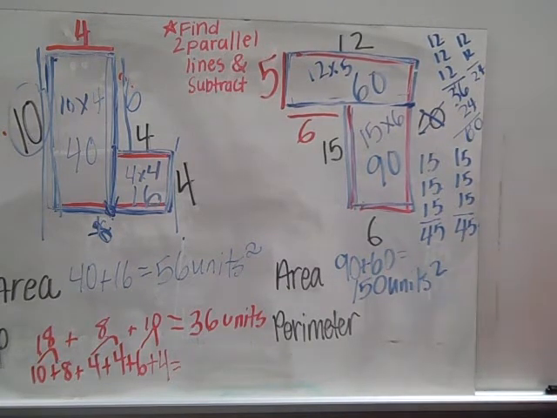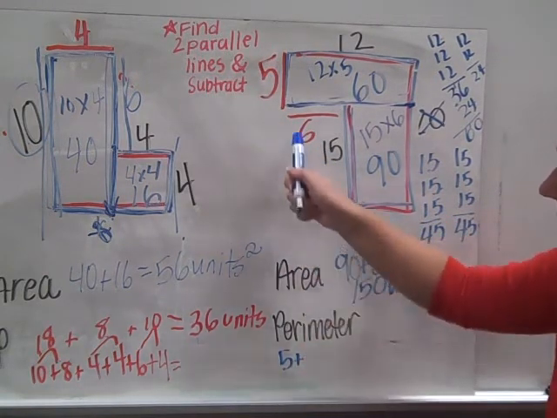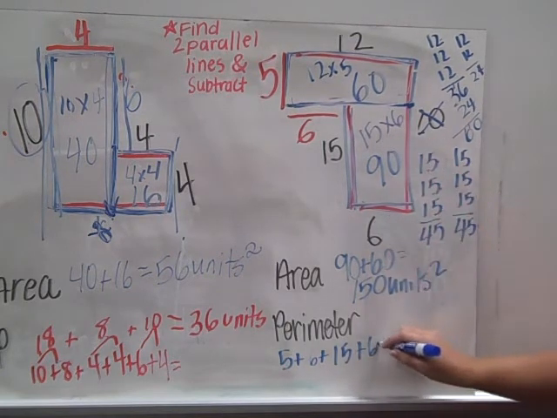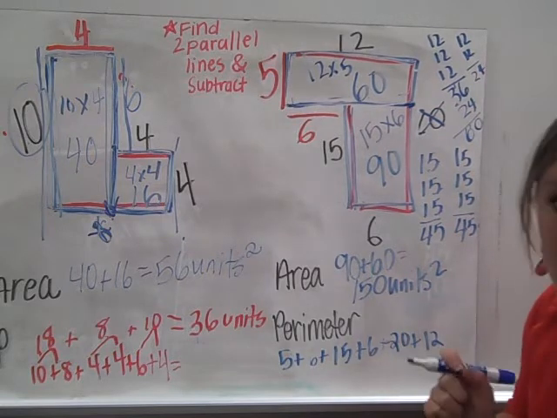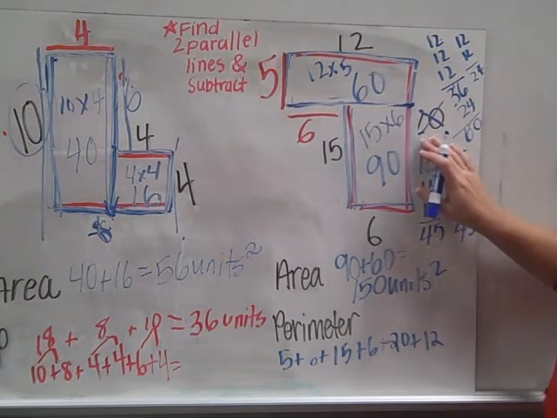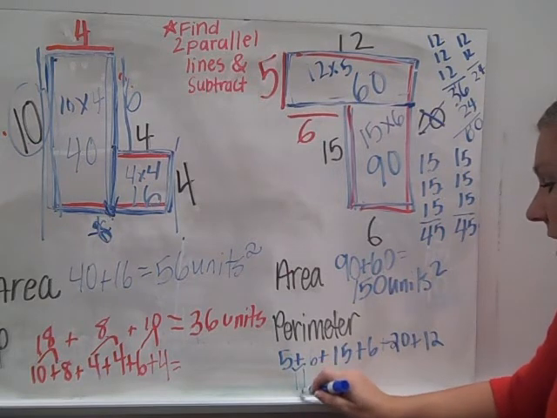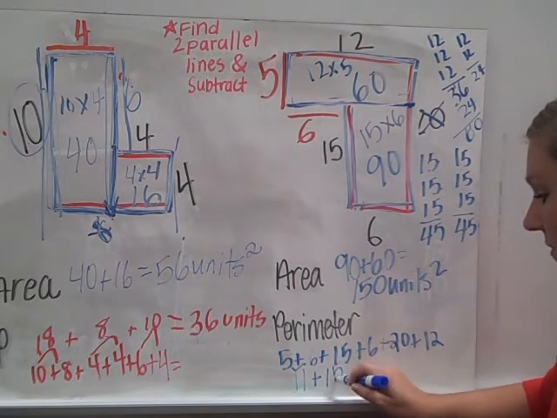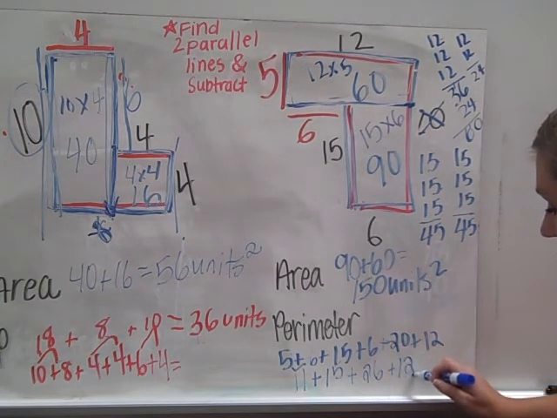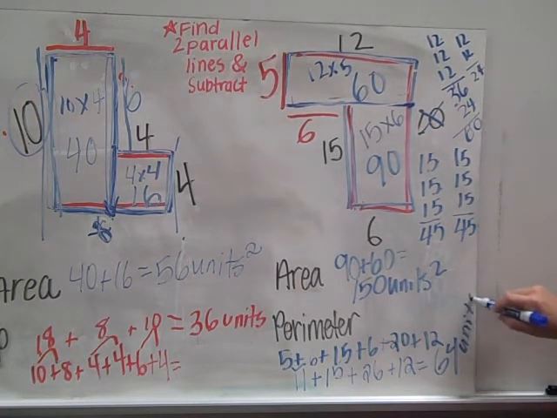Now, I haven't found the perimeter yet, so let's go back. Let's start with our 5 plus 6 plus 15 plus 6 plus 20 plus 12. Remember that for the perimeter, you're going to add up all the sides. So it doesn't matter if you didn't need this to find your area, you do need it to find your perimeter. Let's chunk it again. 5 plus 6 is 11, plus, we'll keep that big 15, plus 6 and 20 is 26, plus 12. If you were to add all of this up, you would get 64 units.